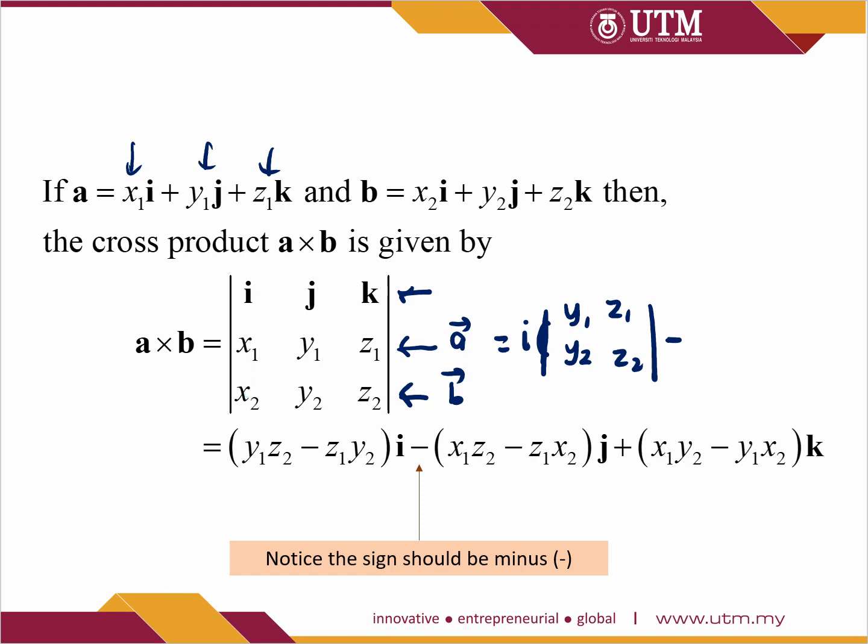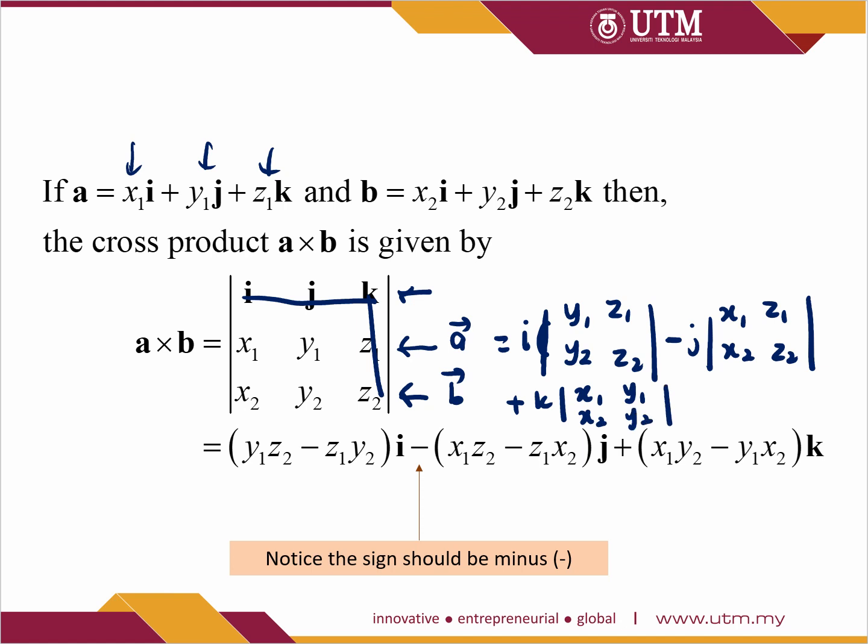For j, we eliminate this row and this column, and you will get x1, z1, x2, z2. The last one is k, where you have to add. So we eliminate the first row and third column and find the determinant of x1, y1, x2, y2. If we expand this, you will get this formula.